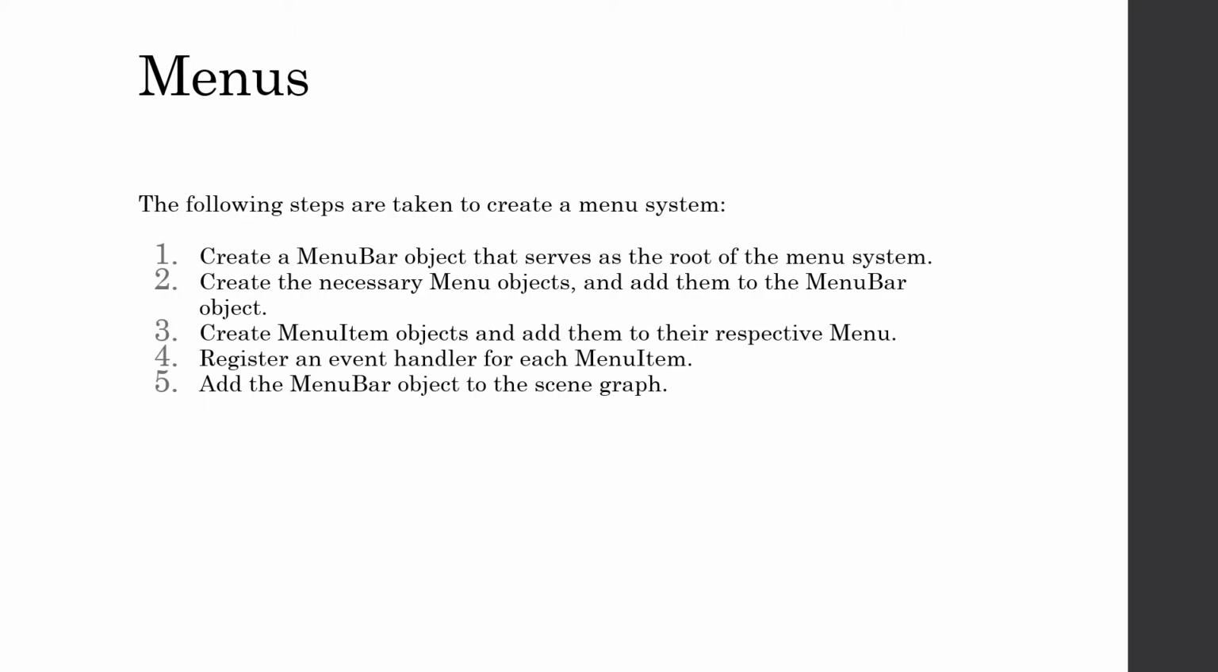In order to create a menu system, the following steps are taken. First, we create our menu bar object that serves as the root of the menu system. We then create the necessary menu objects and add them to our menu bar object. We then create our menu item objects and add those to their respective menus. We'll then register an event handler for each menu item, so the individual items in our menus are the things we give behaviors to. And finally, we take that menu bar, complete with all of its menus and menu items, and add it to the scene graph. Essentially, you're adding that to the scene object when we construct it.